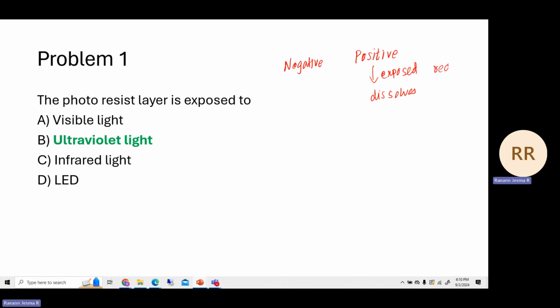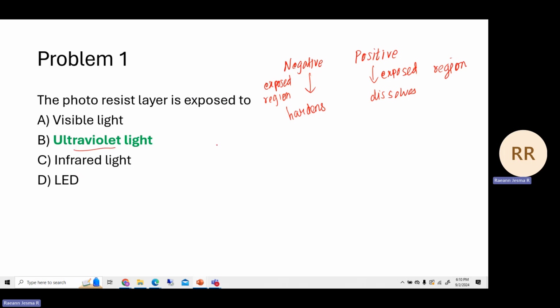But in the case of a negative resist, the exposed region hardens, or you can say it cross-links. And the wavelength of light that is generally used for exposure is ultraviolet light.